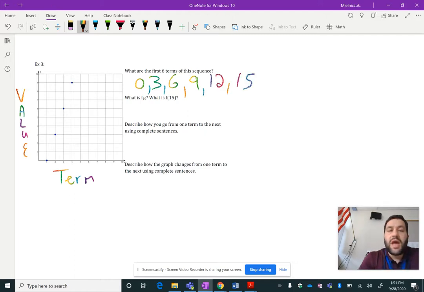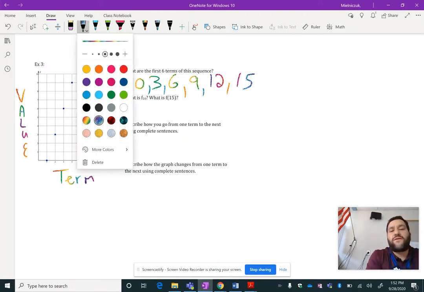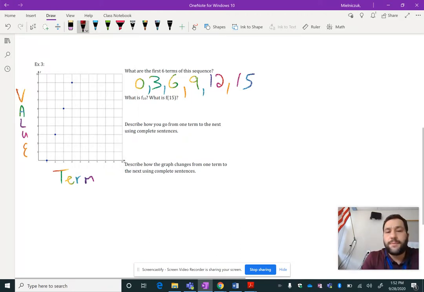Okay, so we have our terms, but then it says, what is f of 10? What is f of 15? Now, we could sit here and count out 10 terms and then 15 terms. But what if your teacher decides to say, well, what about the 21st hundred term? What do you do then? Okay, so we have to come up with a better way.